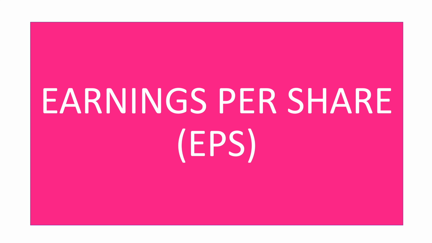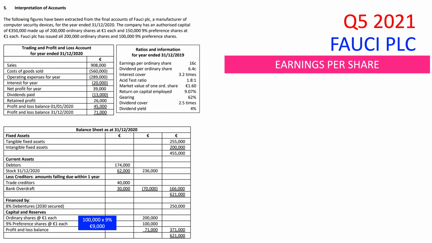So next, we're going to take a look at earnings per share. So the third formula that we might see in the marking schemes. Okay, so earnings per share tells us how much each ordinary share has earned. Okay, what are the profits, what are the earnings of each ordinary share?